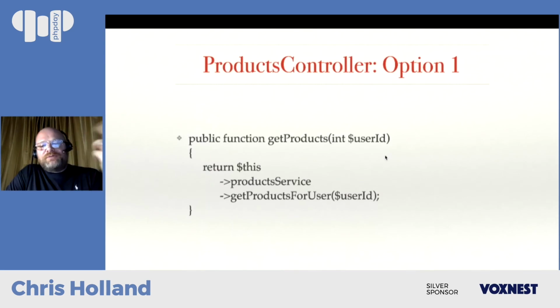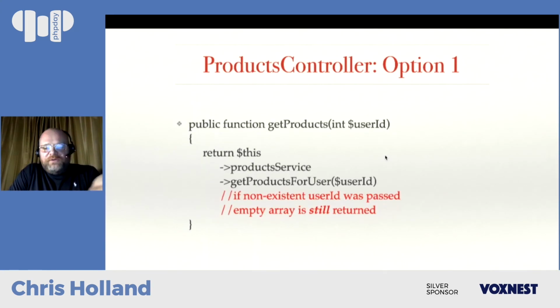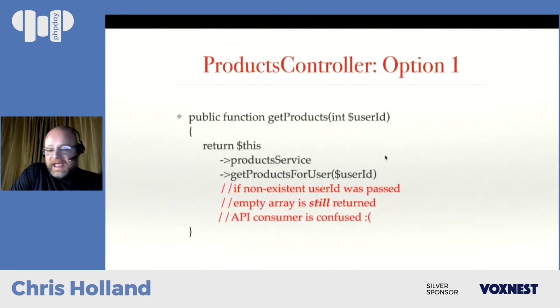In the case of option 1, this is what the products controller would look like, right? It's pretty straightforward. But again, if a non-existent user ID was passed, an empty array is still returned, right? So that was kind of the lazy way to handle things. It's basically not handling my error condition. So the API consumer is confused.